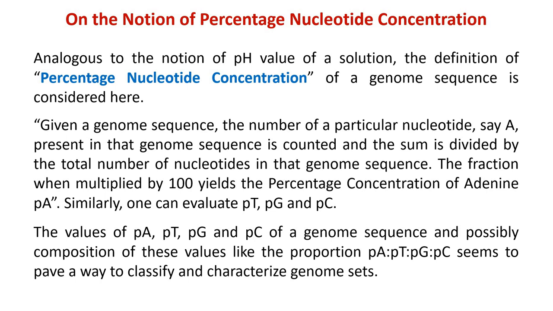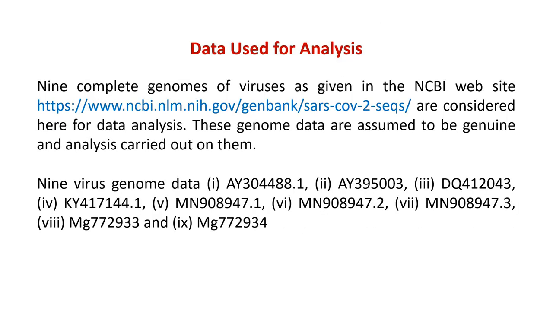Similarly, one can evaluate PT, PG and PC. The values of PA, PT, PG and PC of a genome sequence and a possible combination of these values, like the proportion PA is to PT is to PG is to PC, seems to pave a way to classify and characterize genome sets. 9 virus genome data shown here were obtained from NCBI website and they are used for analysis.